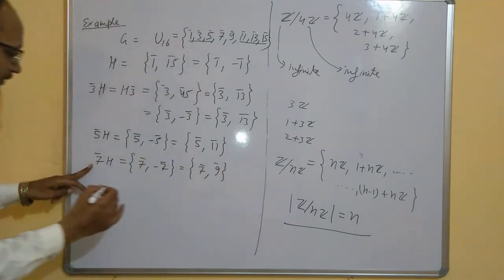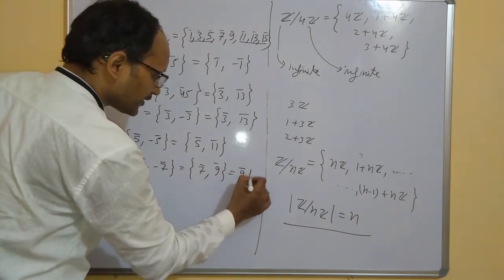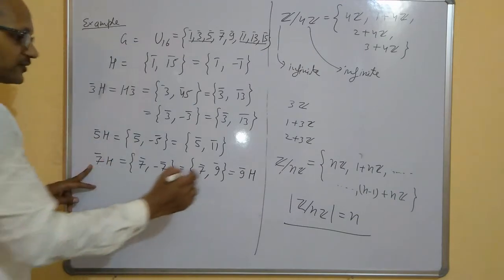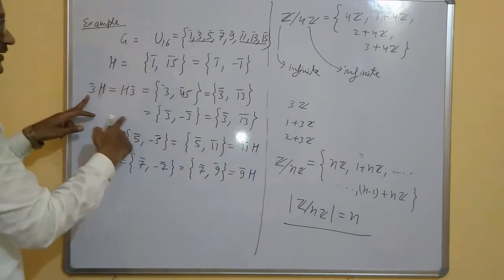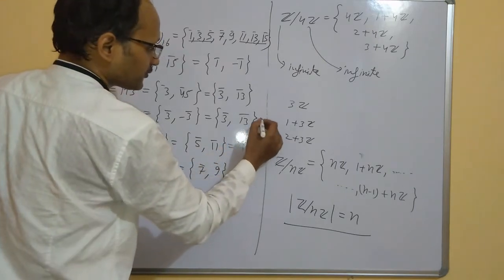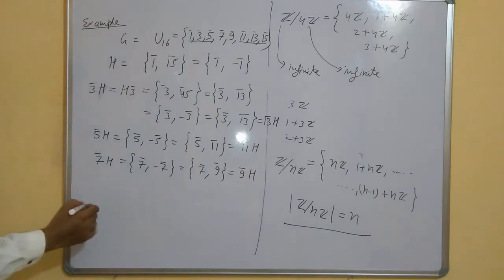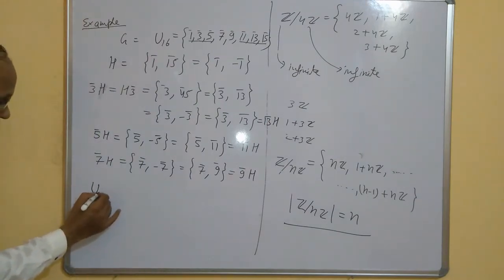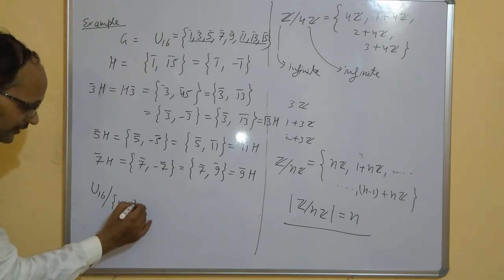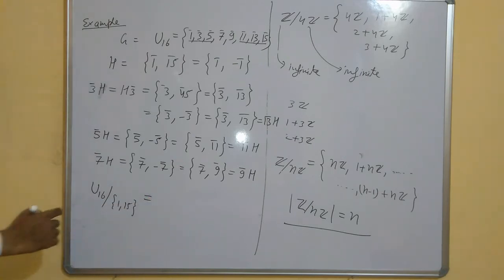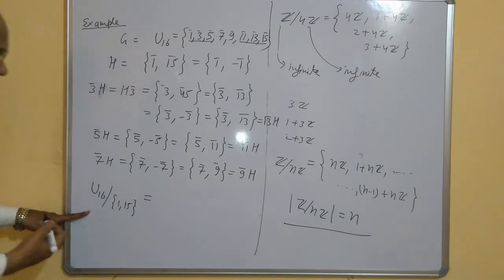Now if you determine 9 bar into H, you will get the same thing, it is not hard to see. 11 bar into H, you will get the same thing, and similarly if you determine 13 bar into H, you will get the same thing. So if I ask you for the cosets, U16 upon the subgroup 115, then because left and right cosets are same, I am not going to write R or H here.